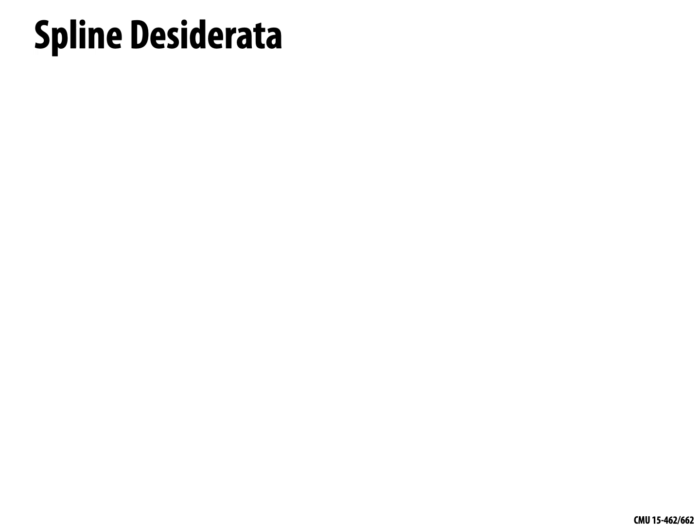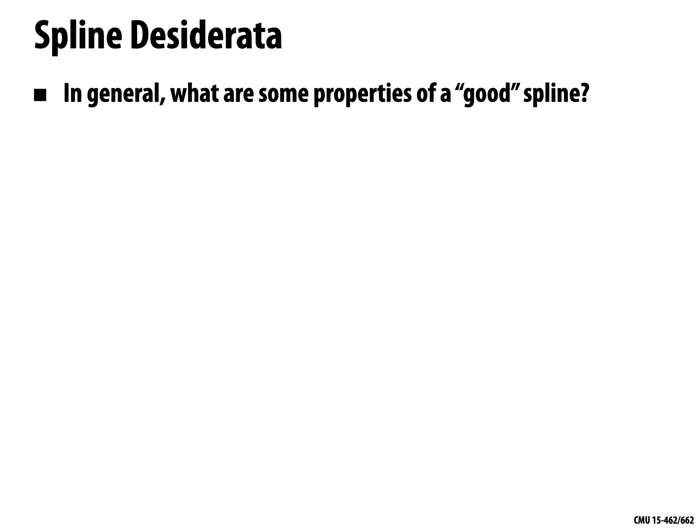What is the right way to do this? What's the right way to interpolate data? What could we want, right? What are properties of a good spline?